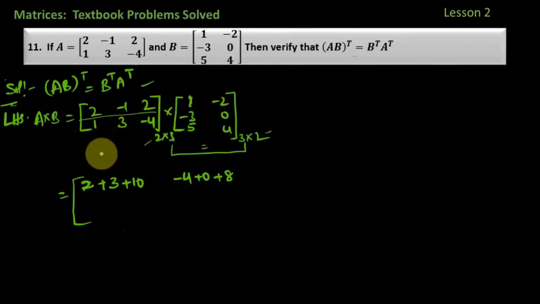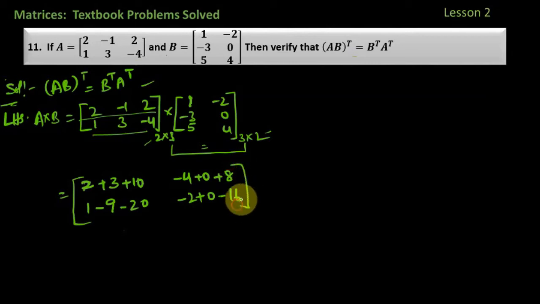Now the second row. Now we will fix this second row and multiply with these columns, right? So 1 into 1 will become 1. Then 3 into 3 is 9. Plus 3 into minus 3, plus into minus is minus, 3 3s are 9. Then last, minus 4 into 5, that is minus 20, 5 4s are 20. Then comes 1 into minus 2 is minus 2. 3 into 0 is 0. Minus 4 into 4 is minus 16. Okay, so now we'll simplify and write the answer.